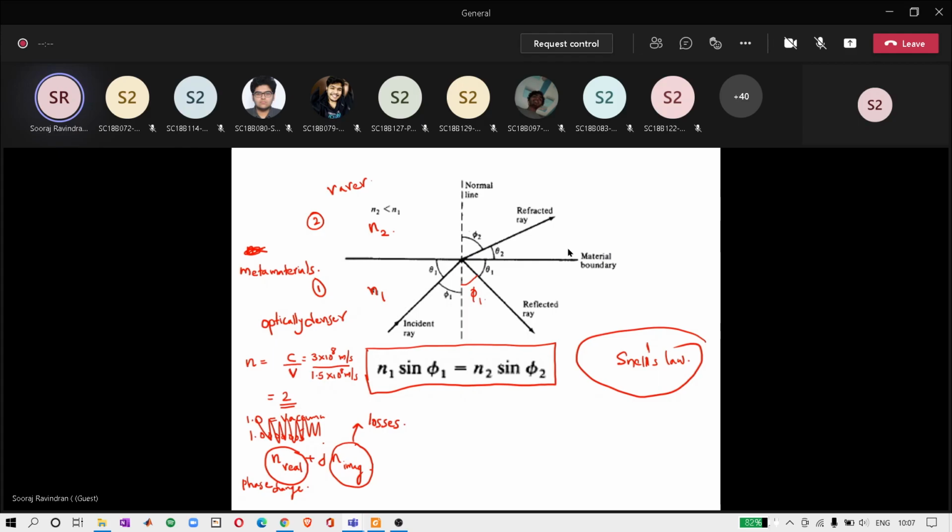Another important point to remember is that refractive index is always wavelength dependent, or in other words, always frequency dependent. Refractive index is never a constant.